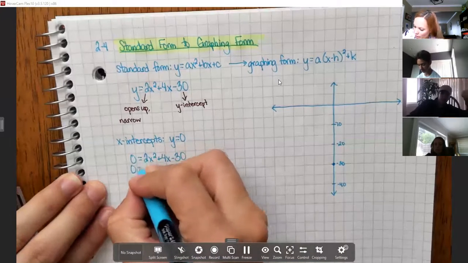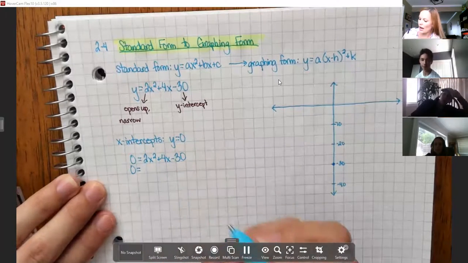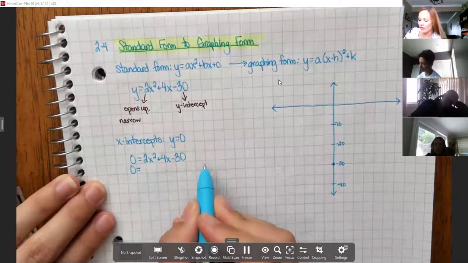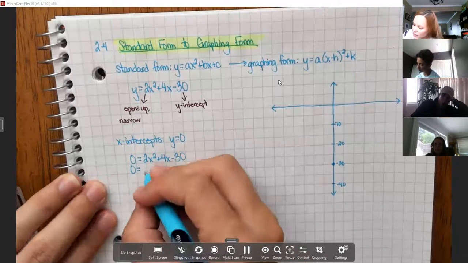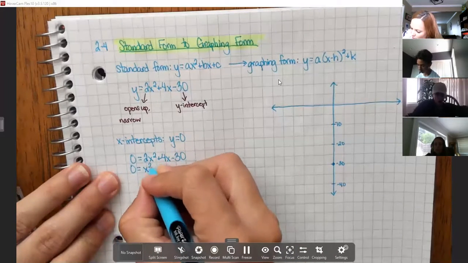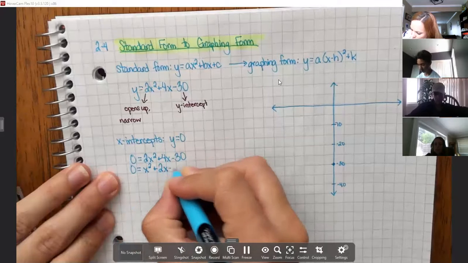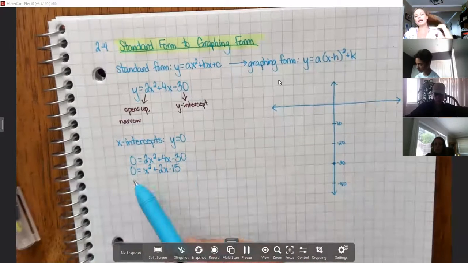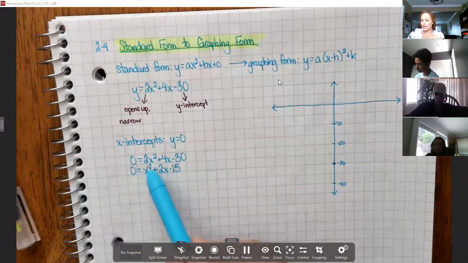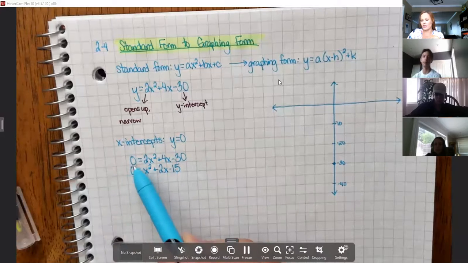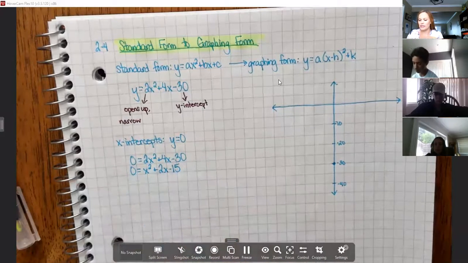But remember here, I can divide everything by 2 first on both sides to make this x squared plus 2x minus 15. Because it was equal to 0, I just divided both sides by 2. 0 divided by 2 stays 0.